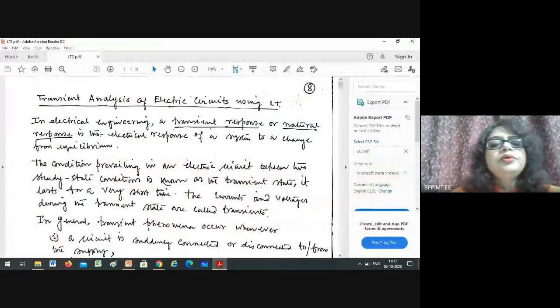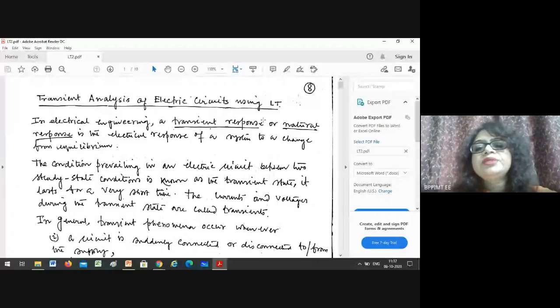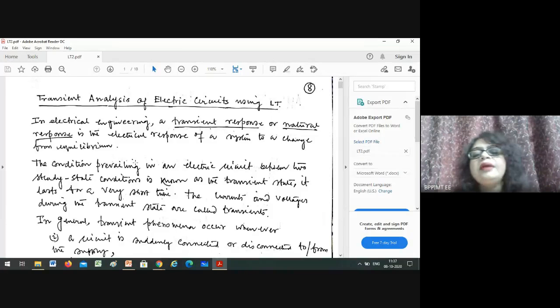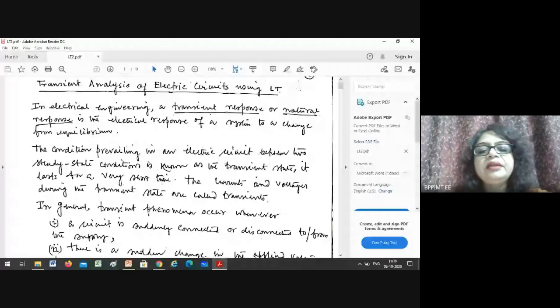Okay. So, transient analysis of electric circuits using Laplace transform. So, what is transient? In electrical engineering, a transient response or natural response is the electrical response of a system to a change from equilibrium, right? That is a change from the stable state, equilibrium state, that is transient. The condition prevailing in an electric circuit between two steady state conditions is known as the transient state. It stays for a very short period. The currents and voltages during the transient state are called the transients.